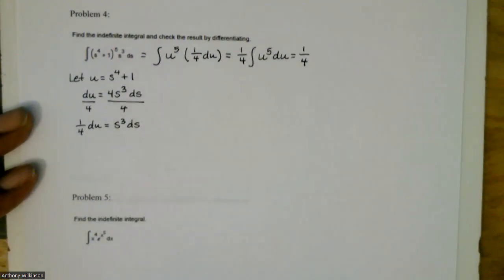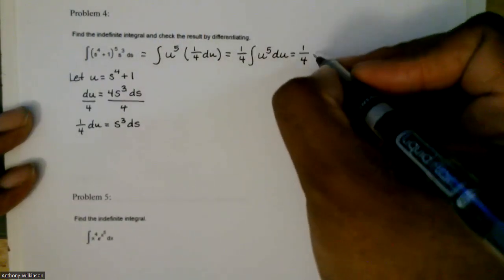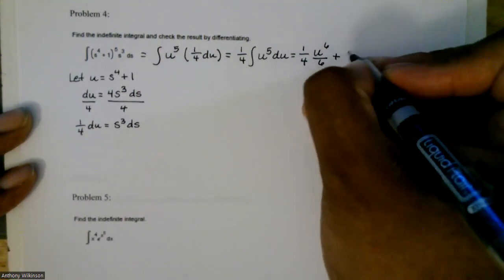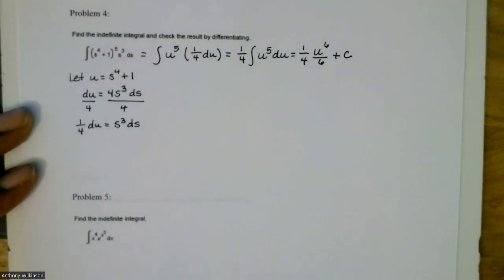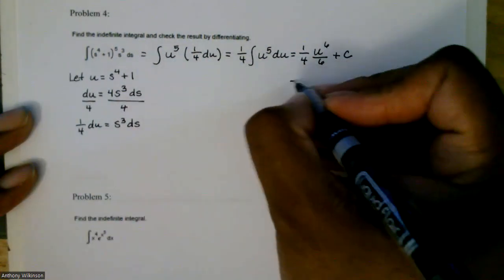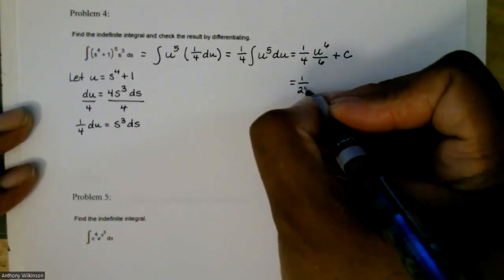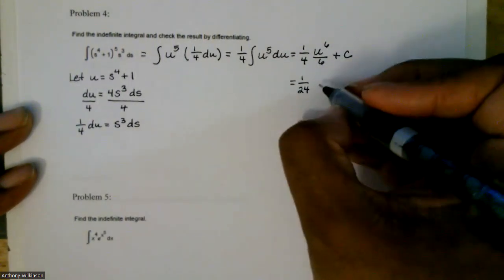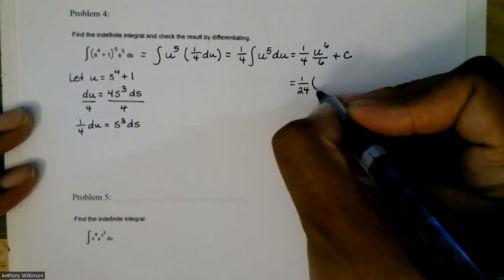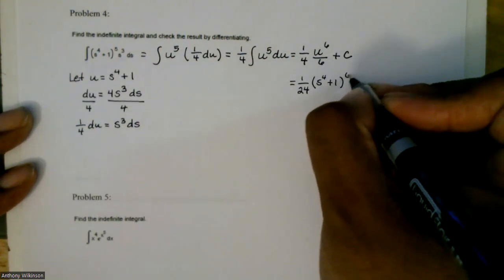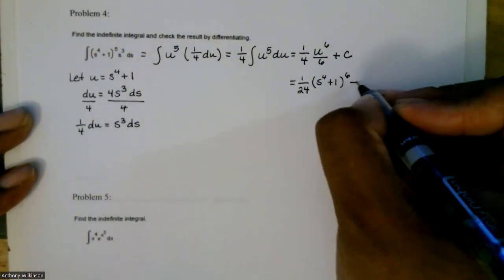Now let's integrate u to the 5th du by increasing the power by 1, divided by that new power. So if I add 1 to the 5, it'll be u to the 6, divided by that new exponent of 6, plus c. All right, now 1/4 times 1/6 will be 1/24. Again, numerator times numerator and denominator times denominator. Back substitute the u with that s to the 4th plus 1, and that's going to be raised to the 6 plus c.